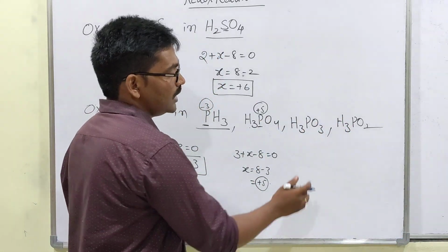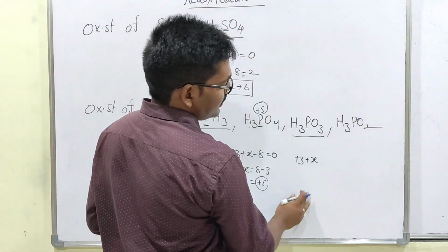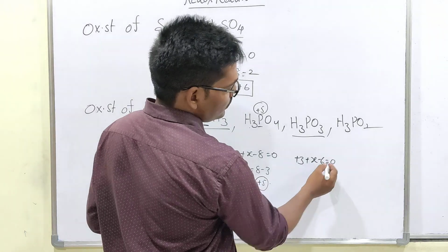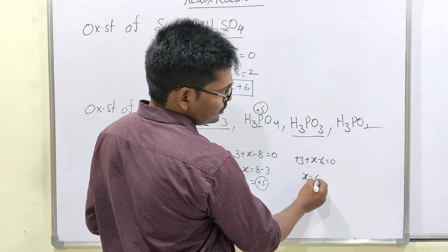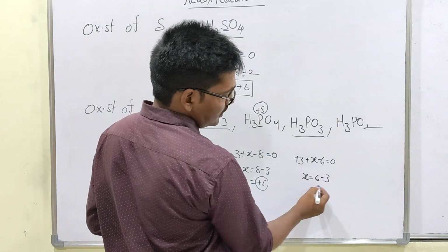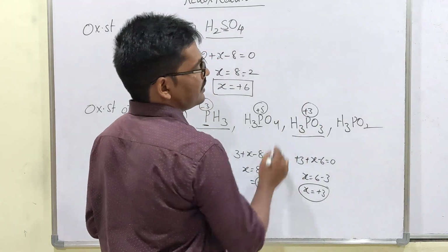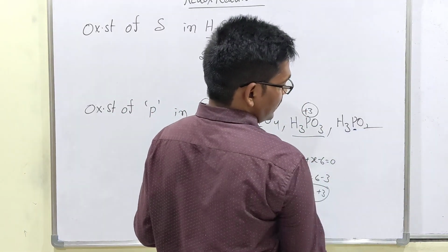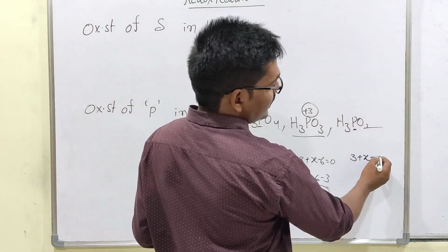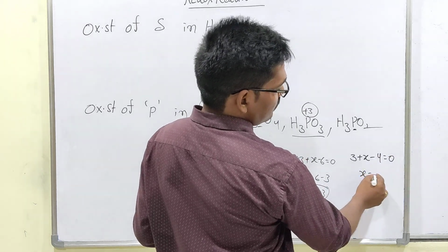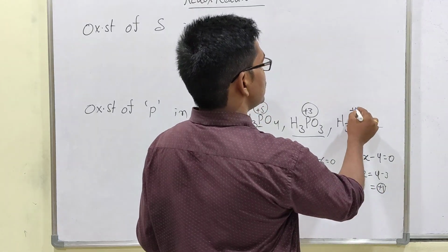Come to H3PO3, plus 3 oxidation state from hydrogen, plus X, then minus 6 equals 0, then X equals minus 6 plus 6 cancels, plus 3 minus 3 cancels, then X equals plus 3 oxidation state. So here plus 3. Then in H3PO2, 3 hydrogen atoms 3, plus X minus 4 equals 0, then X equals plus 4 minus 3 equals plus 1. So plus 1 oxidation state for this.